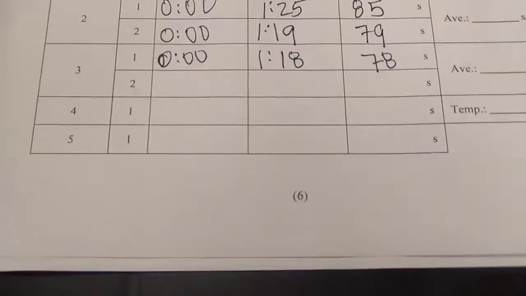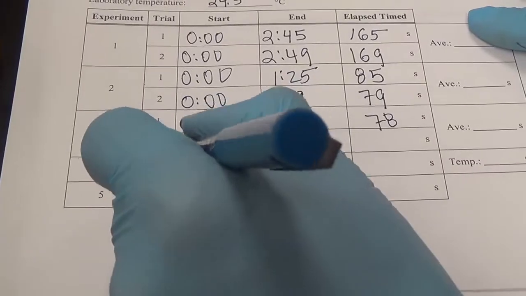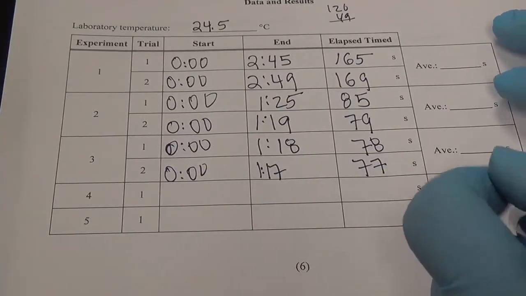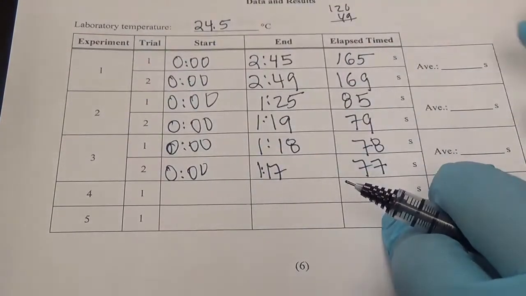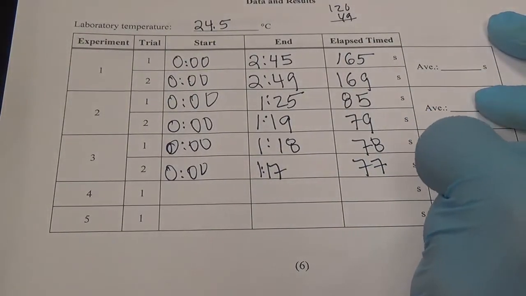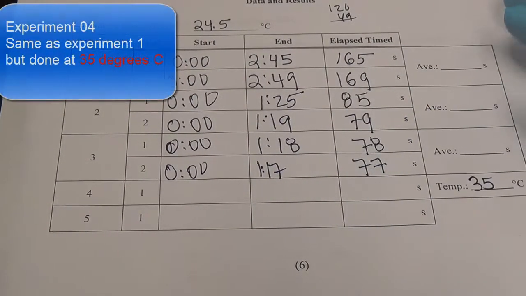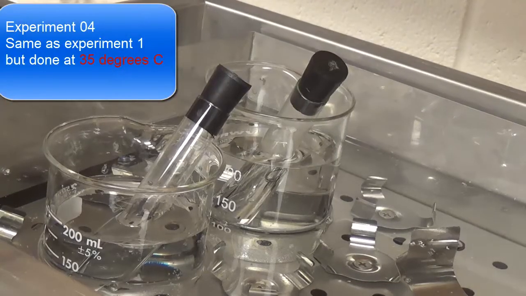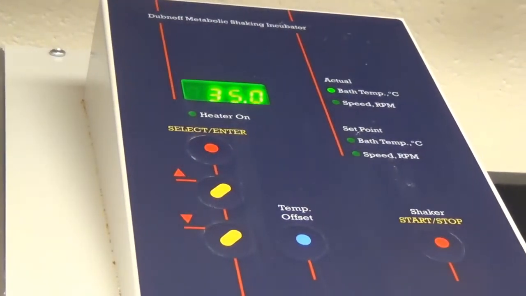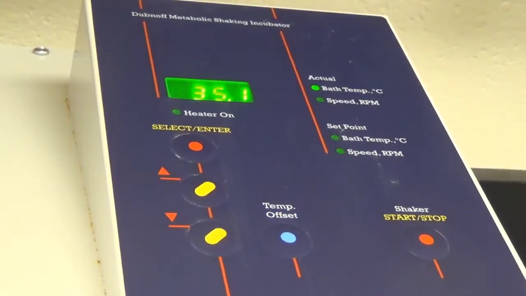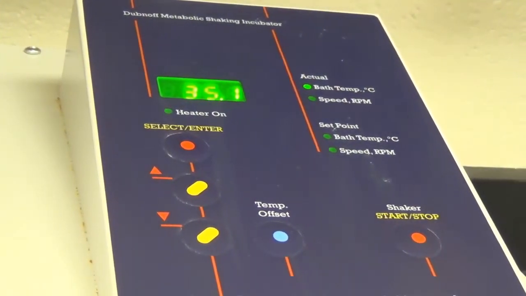Let's go back here. So experiment 4, we're going to do this in a water bath, exact same conditions as experiment 1, but we're going to do it in a water bath that's at 35 degrees C. All right, so experiment number 4 here is under some special conditions. It's at 35 degrees C. So here, for those of us that are doing the lab in person, we've set up a water bath that's set at 35 degrees C. And so we can just put that in here.